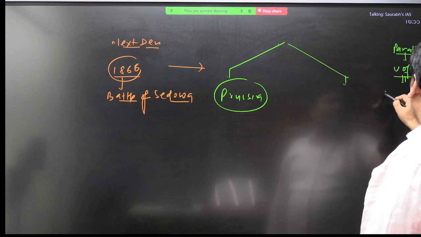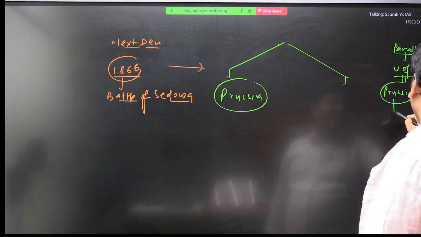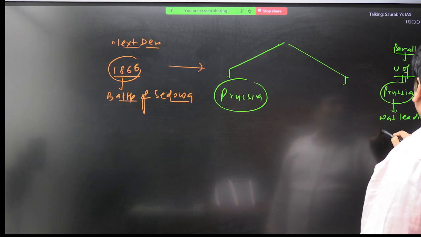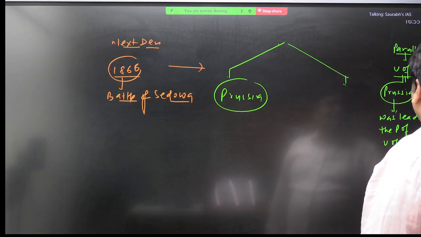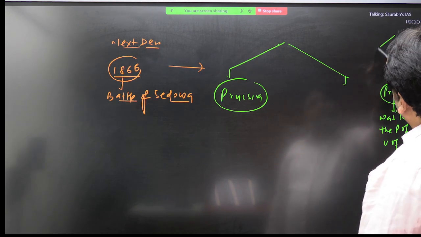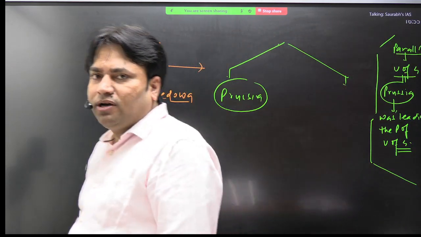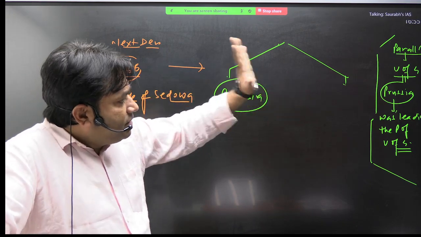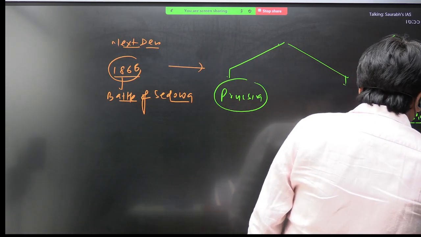And here Prussia was leading the process of unification of Germany. This is a short introduction, that there was a parallel movement, that was the unification of Germany. That is the second chapter. Parallel movement, that was the unification of Germany, and Prussia was leading that process.